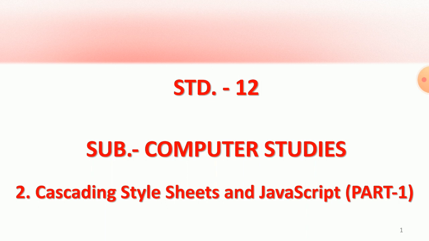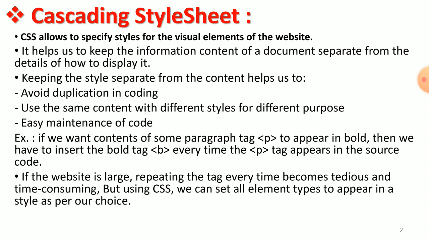Today I will explain the first topic, Cascading Style Sheets. What is a Cascading Style Sheet? That means CSS. How to use CSS and how to create a web page with CSS style sheets. Let us start. Cascading Style Sheets. CSS means Cascading Style Sheets. That is the full form of CSS.